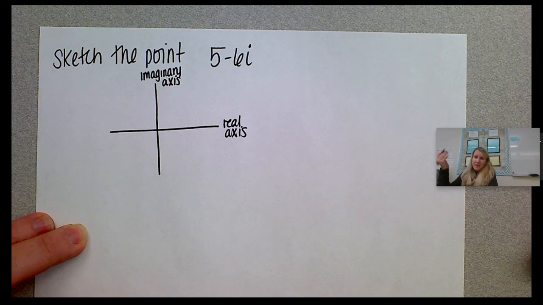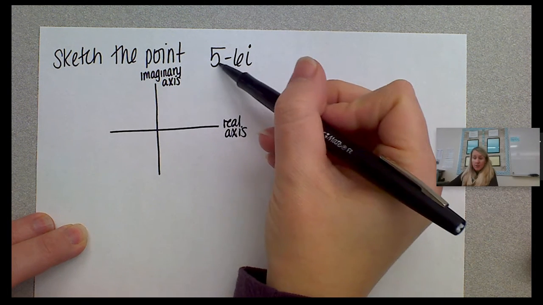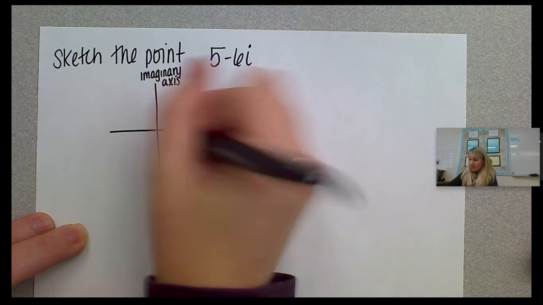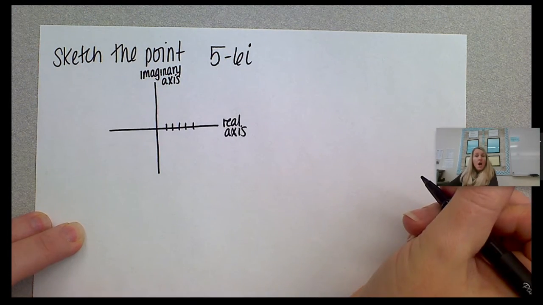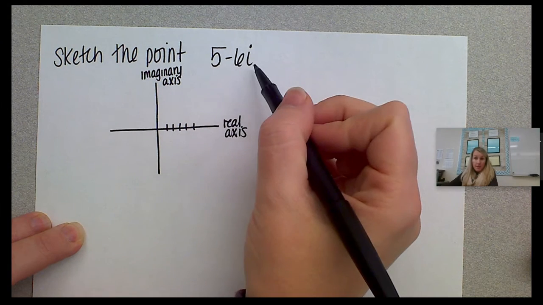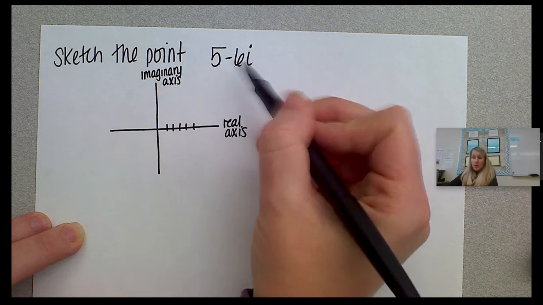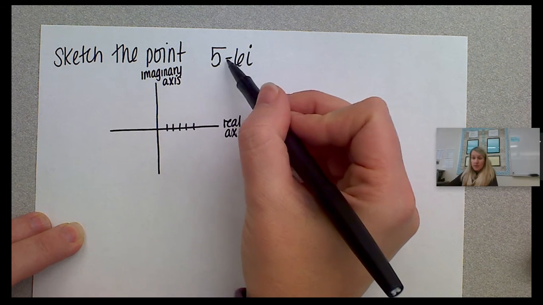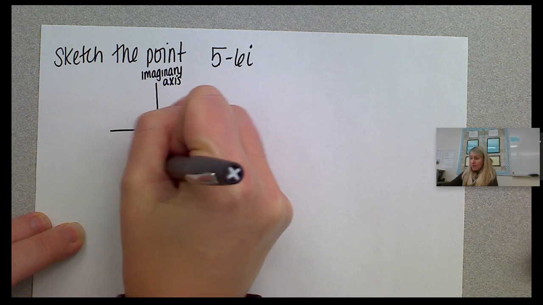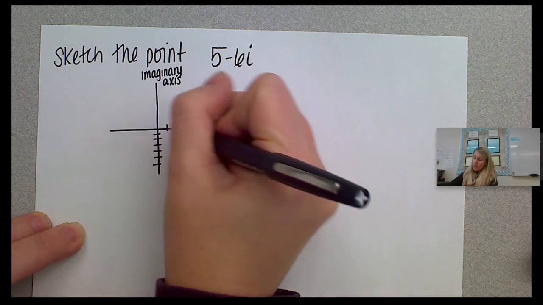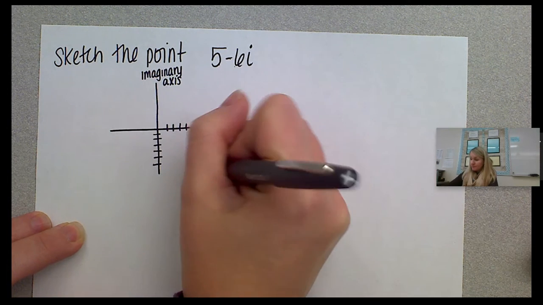So when I'm graphing, it's pretty quick when you actually understand what's going on. On the real axis, I look at the real number. The real number is 5. So on the real axis, I'm going to go over to 5. Done. On the imaginary axis, I think about the imaginary number. So that's negative 6i. Since it's the imaginary axis, we assume the i is with it. So I'm just going to see where negative 6 would be. 1, 2, 3, 4, 5, 6. So if I have 5 on the real and negative 6 on the imaginary, my point would be right there.